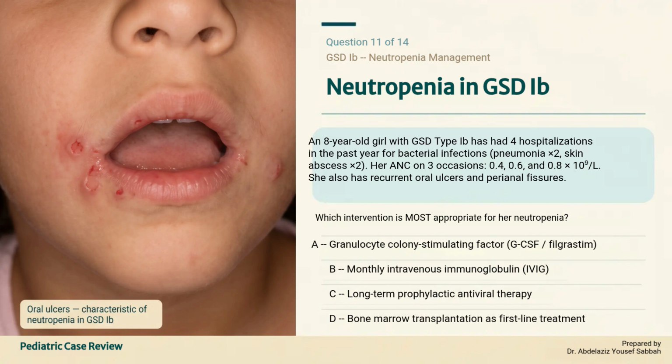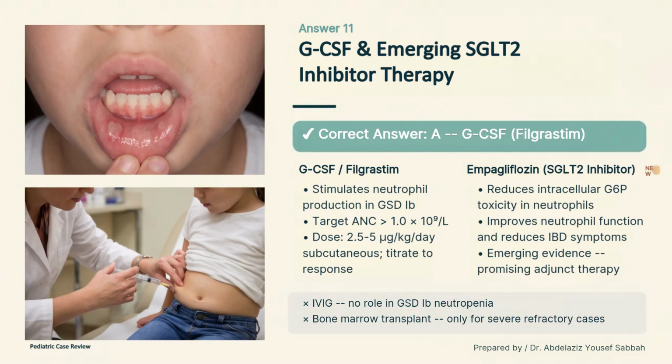Option A, granulocyte colony stimulating factor, filgrastim. Option B, monthly intravenous immunoglobulin. Option C, long-term prophylactic antiviral therapy. Option D, bone marrow transplantation as first-line treatment. The correct answer is option A, granulocyte colony stimulating factor, also known as filgrastim.